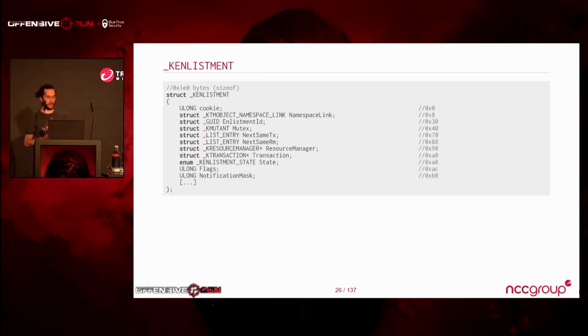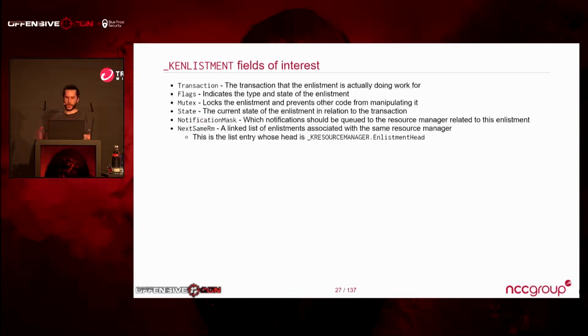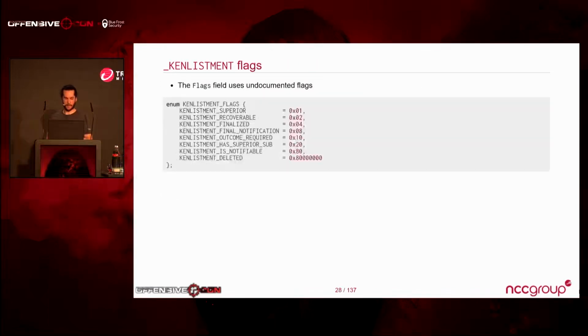So it has different states for the actual enlistment. The notification mask dictates what are the different notifications that will trigger an event when the enlistment changes state. And then you have the next same RM, which is the linked list of all the enlistments associated with the same resource manager. I can understand it's a little bit messy, but I'll show you a figure in a second.